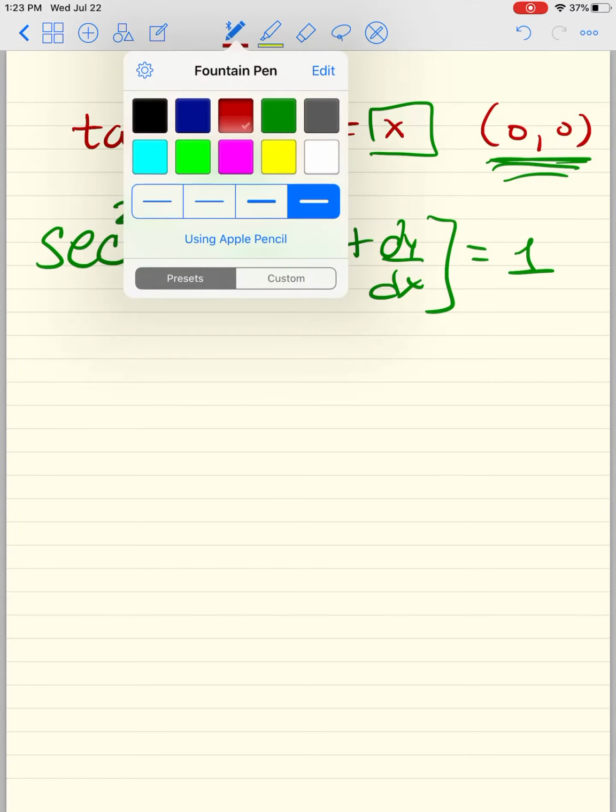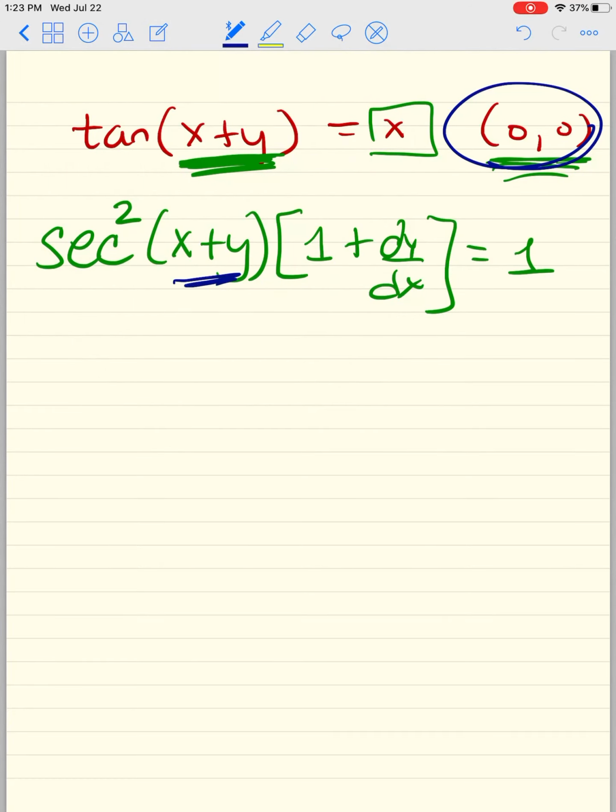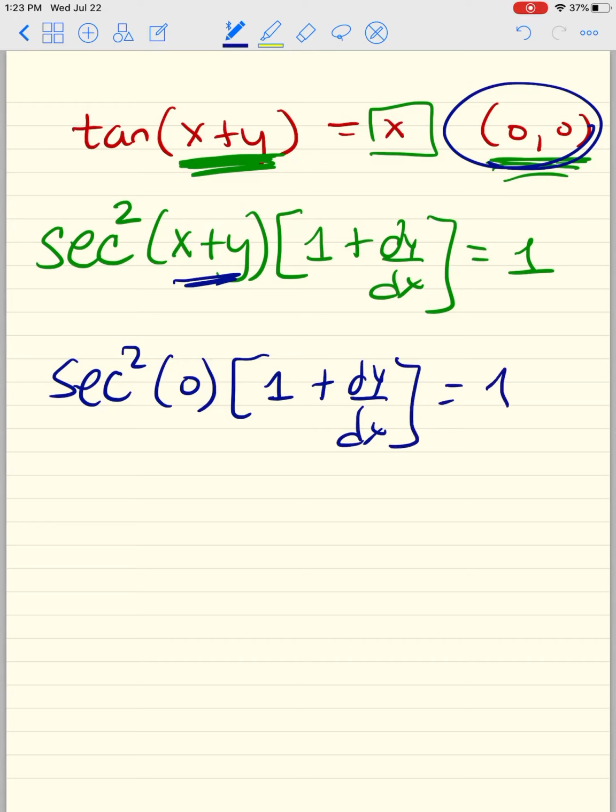Instead of cleaning it up, I'm going to use blue. So I'll put a 0 plus 0, 0. Secant squared of 0. And then you have 1 plus dy/dx equals 1. Now, secant of 0 is equivalent to saying, what is cosine of 0? The cosine of 0 is 1. So secant says take that answer and flip it, or take the reciprocal. So cosine of 0 is 1, therefore the secant is 1, and 1 squared is 1. So this whole thing is 1.